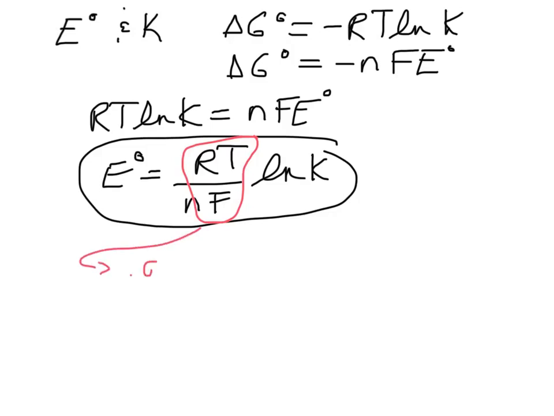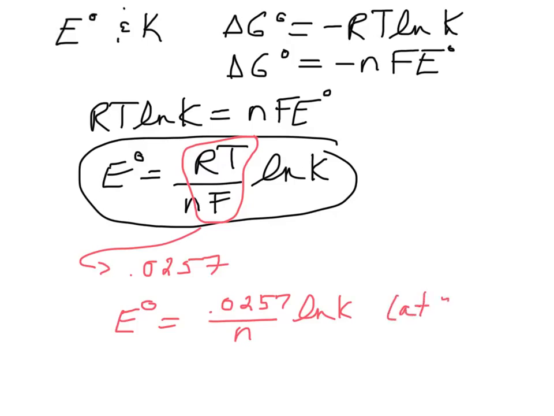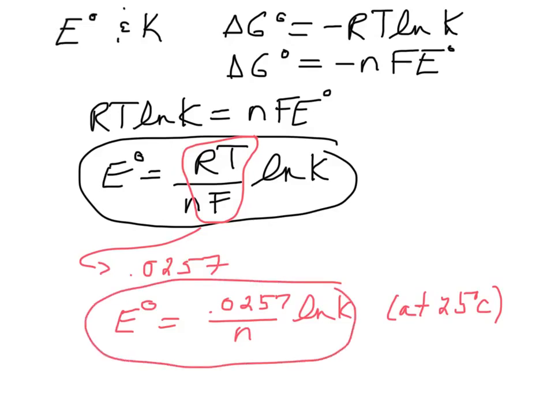It's 0.0257. So you'll often see this equation written as E0 equals 0.0257 over N times the ln of K. And that's true at 25 degrees Celsius, which will be most of the time, but not all of the time. So this is often how you'll use this equation. So why don't we try a problem where we use these two equations.